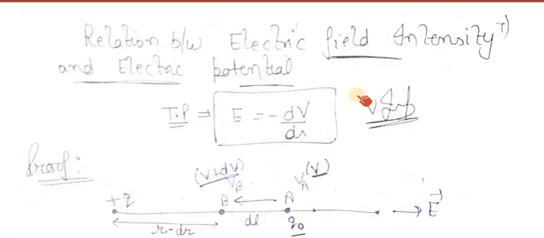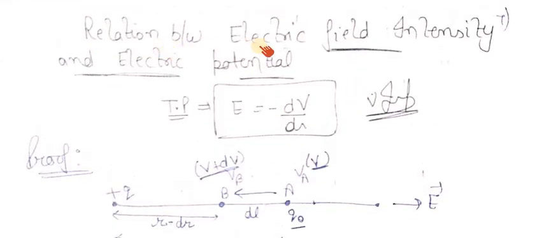Okay. So next is relation between electric field intensity and electric potential. Please remember this expression. This is very very important for the derivation point of view also, and for numerical point of view, and for the MCQ point of view, please. Okay, so I just have derived this expression. Okay, let's see how to prove it.